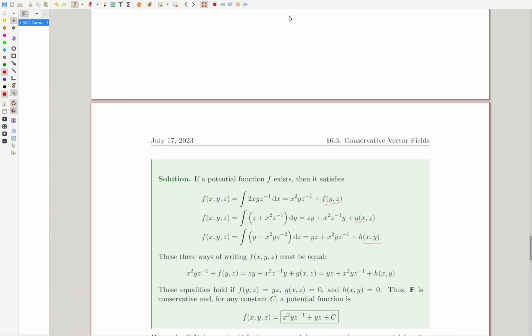Notice that you can't really make them be anything other than a constant, because otherwise that would contribute additional terms in these other parts. Like I couldn't make this be x, because then there would have to be an x showing up here as another term. So this really forces that g of xz and h of xy are constant, and we may as well make that constant 0.